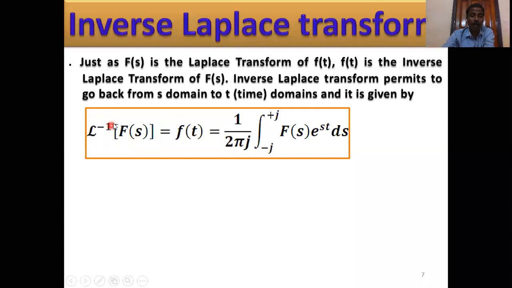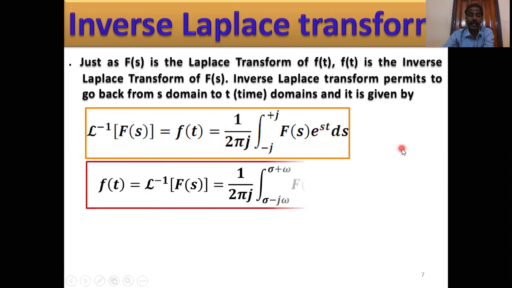The inverse Laplace of F(s) equals f(t), and this is equivalent to 1 by 2 pi j, integral from minus j infinity to plus j infinity of F(s) e to the power st ds. Another formula: the inverse Laplace of F(s) equals f(t) equals 1 by 2 pi j, integral from sigma minus j omega to sigma plus j omega. This is the inverse Laplace transform formula.